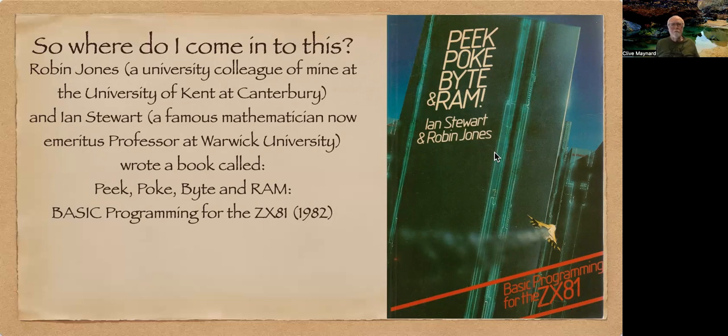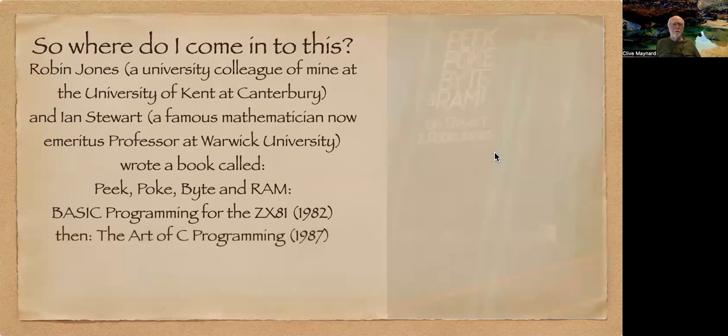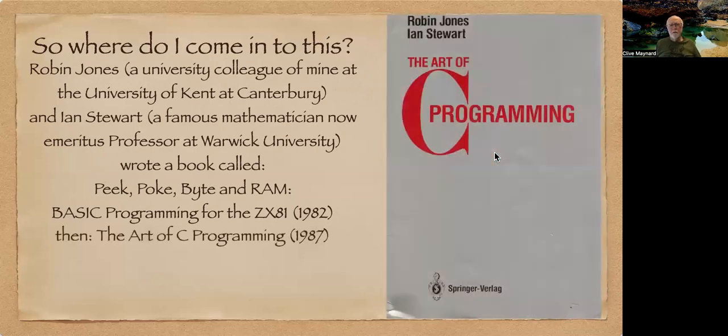Later, they were asked to go to a different language, and they then wrote The Art of C Programming in 1987, the two of them. And they wrote it for Springer Verlag, a German publisher, essentially with the aim at selling into the American market. And it was quite successful. So they were well established at this point.